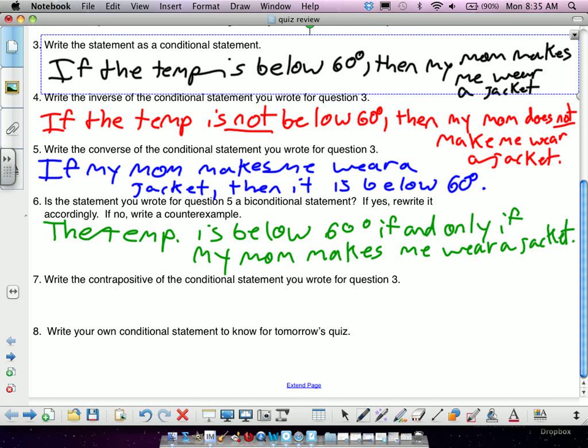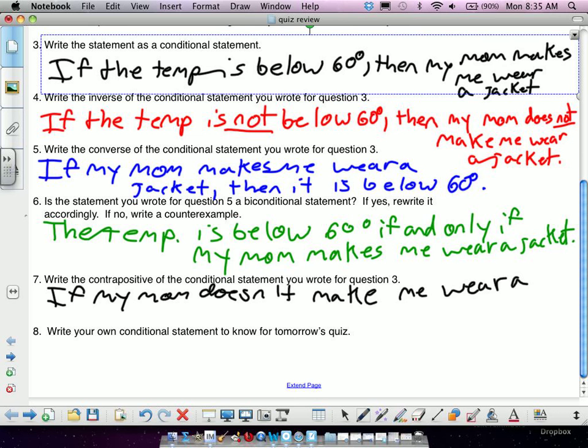Okay, we're going to write the contrapositive. So a contrapositive is when we do what? We switch it and make it negative. Okay. If my mom doesn't make me wear a jacket, then it is not below 60 degrees.